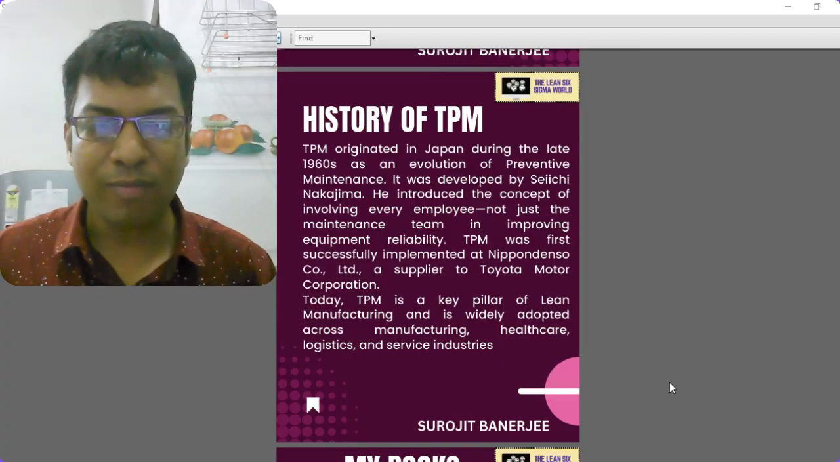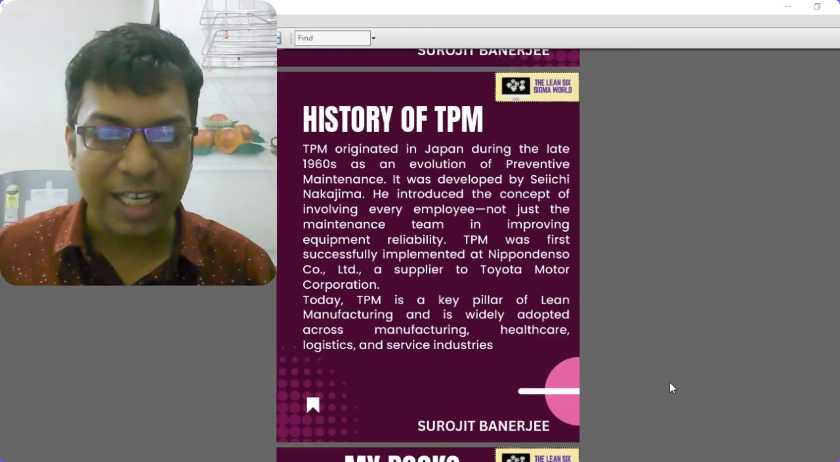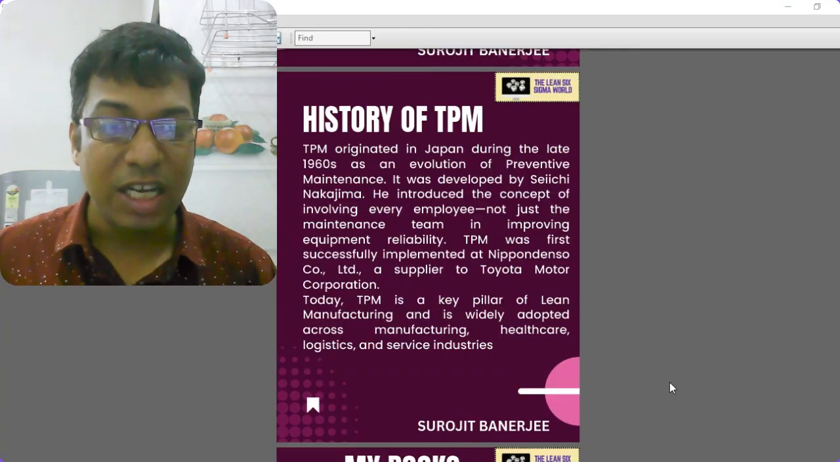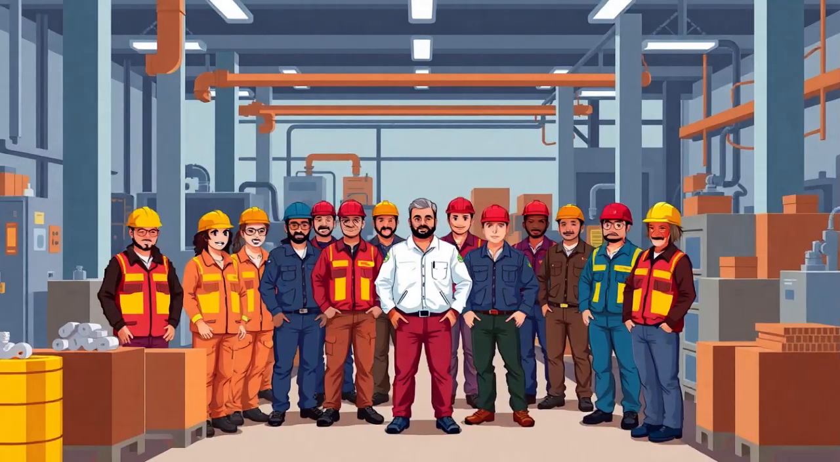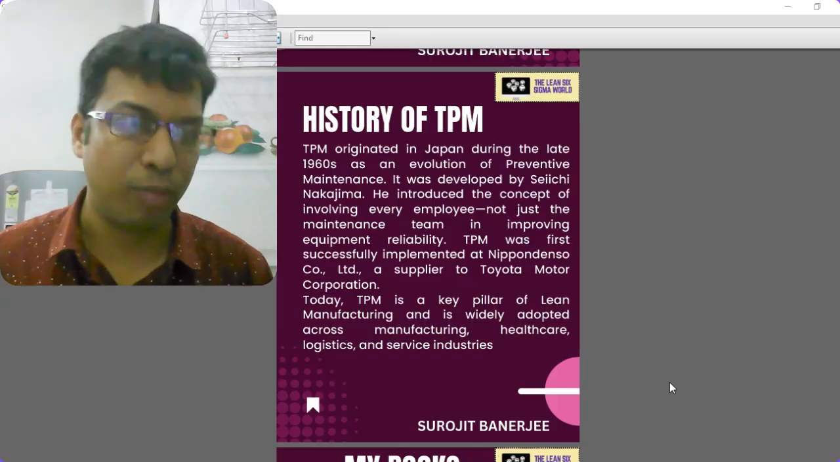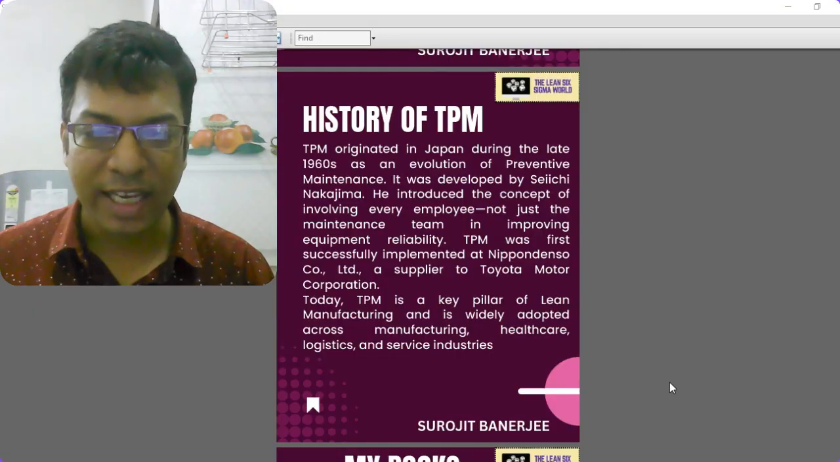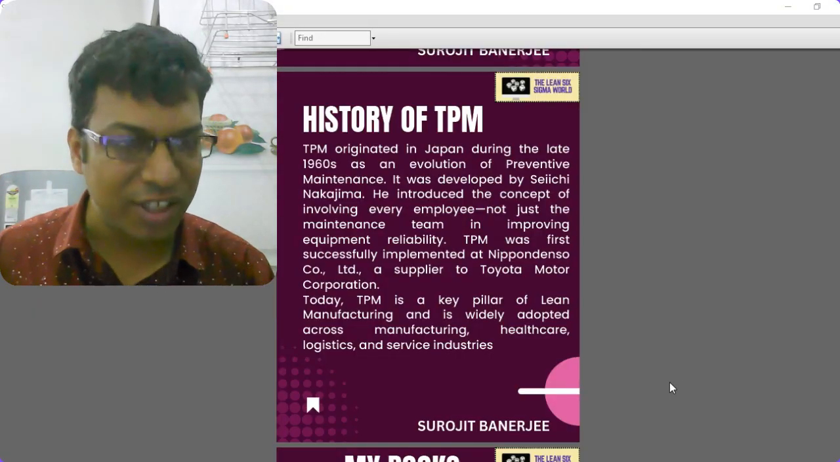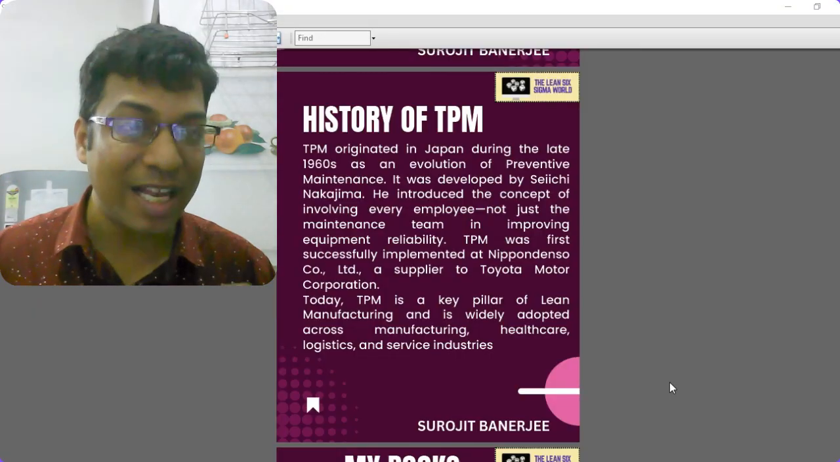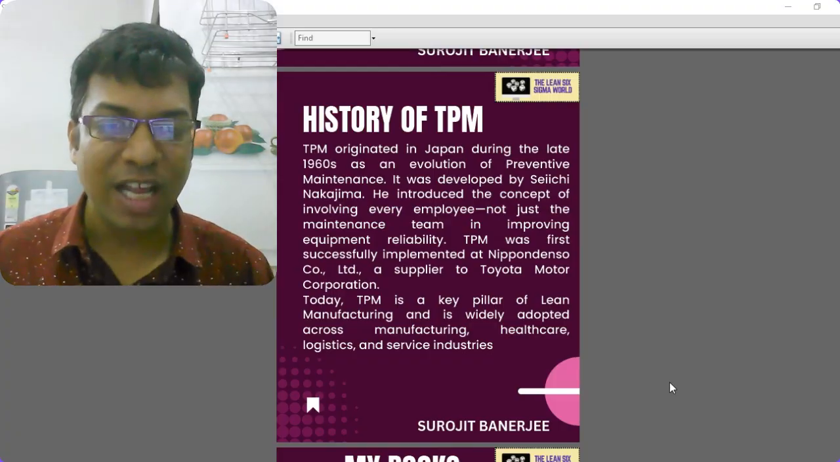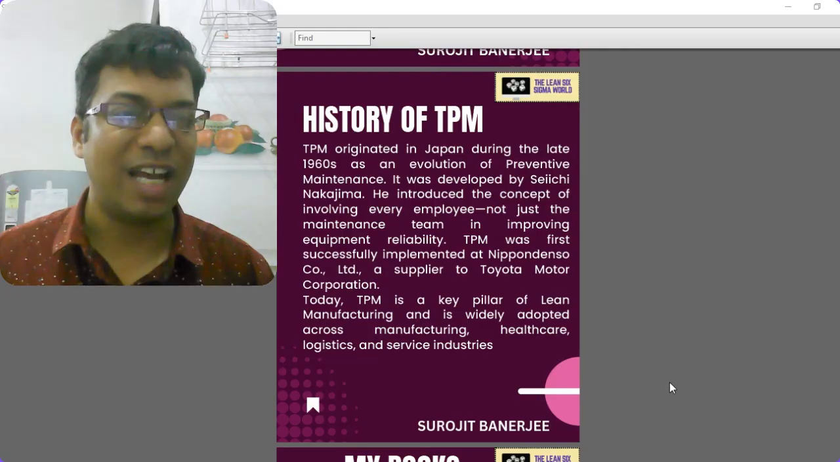TPM was first successfully implemented at Nippon Denso Company Limited, a supplier of Toyota Motor Corporation. Today TPM is a key pillar of lean manufacturing. It is also part of total quality management, and it is widely adopted across manufacturing, healthcare, logistics, and service industries.